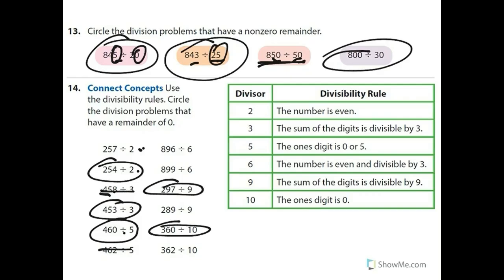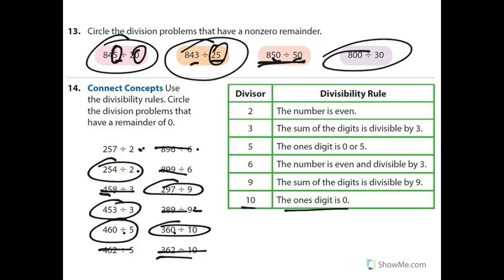Number 6, the number is even and divisible by 3. Well, that's even, but 8 plus 9 is 17. 17 plus 6 is 23. That's not, and that's not even, and that's not even. And in the 9, the sum of the digits is divisible by 9. And, oh, that was 6, not 9. So 2 plus 9 is 11. 11 plus 7 is 18. 2 plus 8 is 10. 10 plus 9 is 19, so that wouldn't have been it. And then the 1's digit is 0 if it's divisible by 10. That is 0. This one is not.